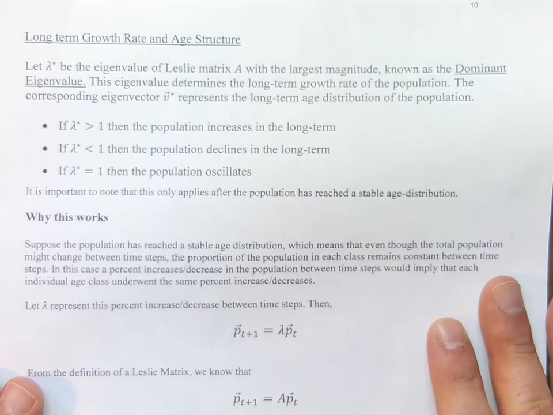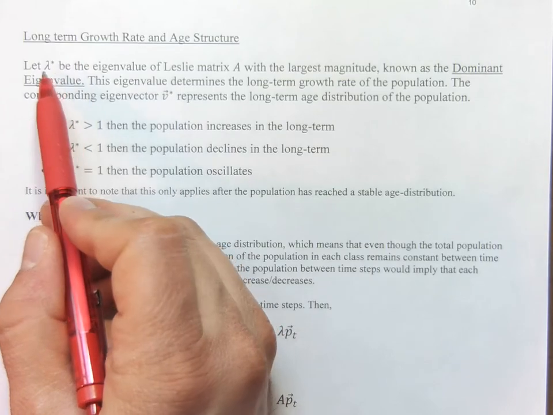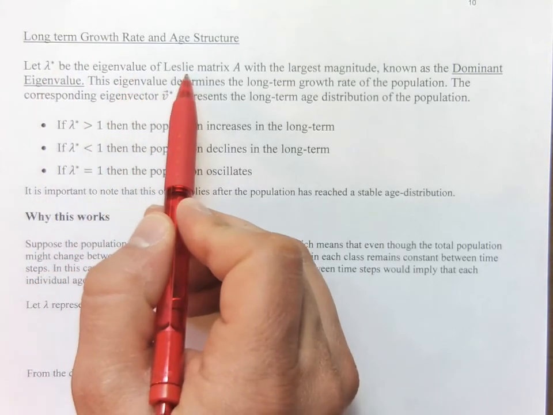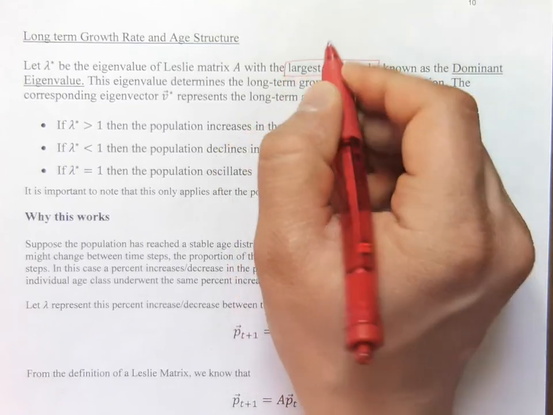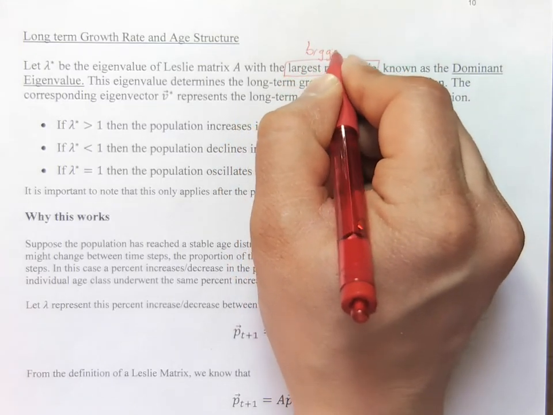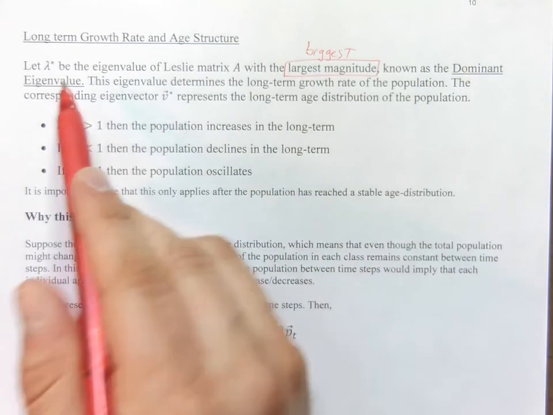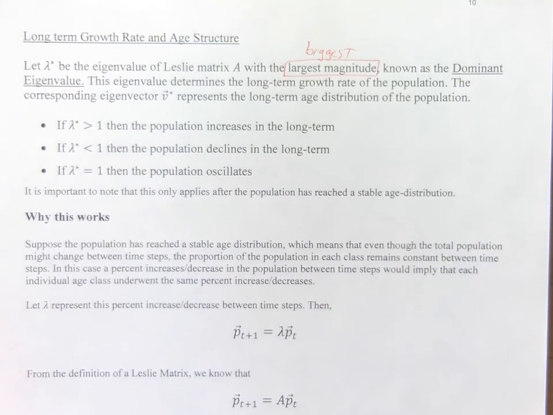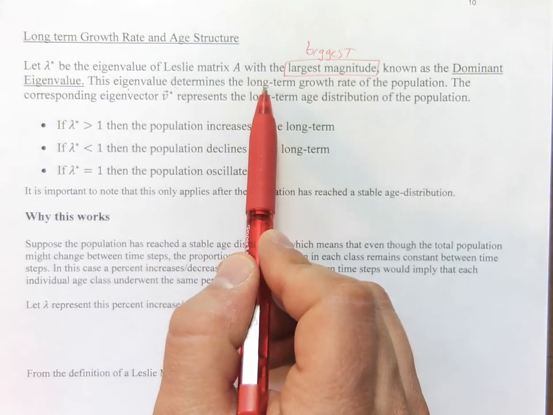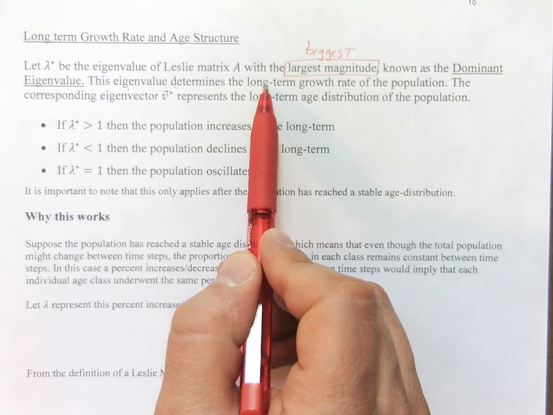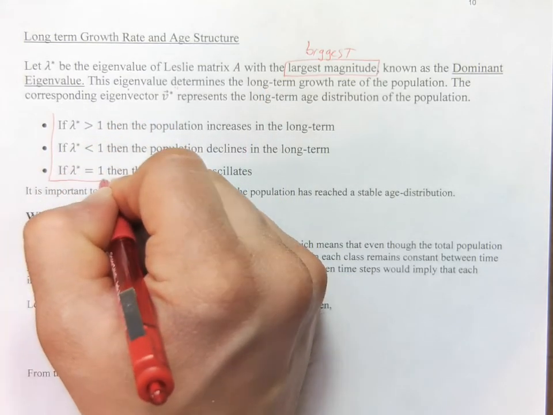So the long-term growth rate and age structure. Let lambda star be the eigenvalue of the Leslie matrix with the largest magnitude. What that means is it's the biggest one. We call that the dominant eigenvalue. It dominates the other ones, right? The biggest. Well, it turns out that that eigenvalue tells you whether or not the population is growing long-term. It tells you the long-term growth rate. And so here's how it works.